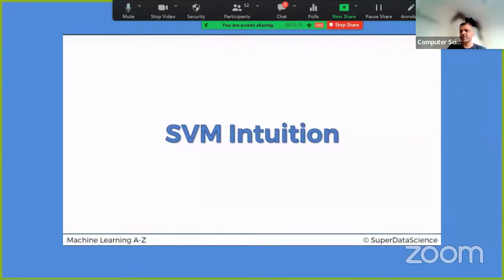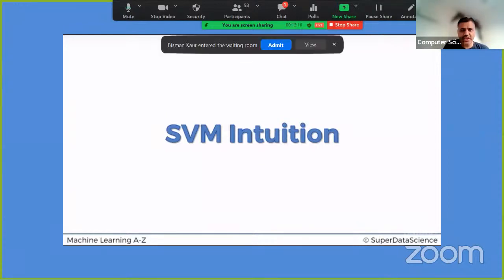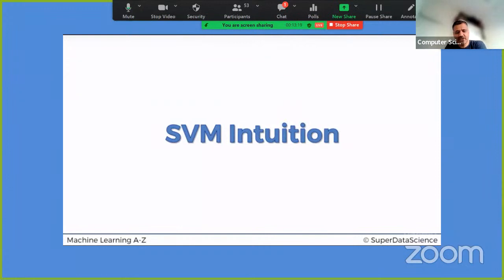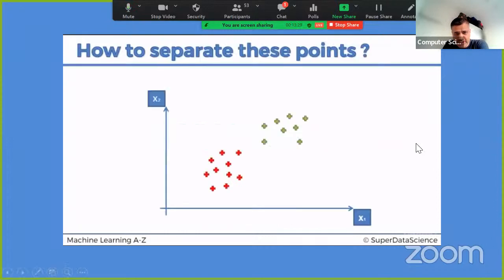So let's first start with support vector machine, and SVM stands for support vector machine. In this, it's very important to understand what are support vectors and what is the working principle of SVM. So let's first understand that.